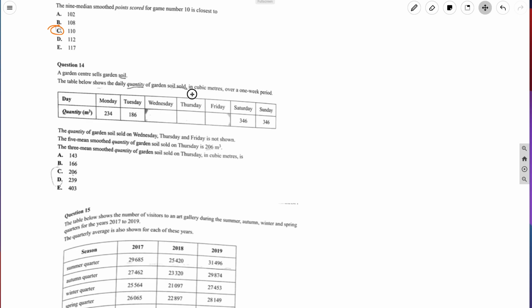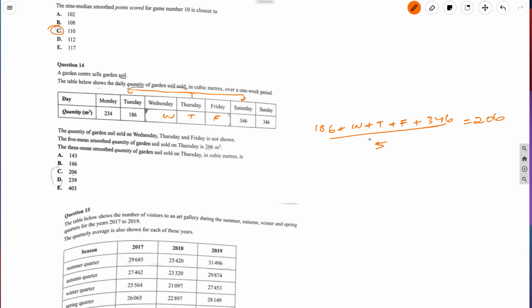So 5 mean for Thursday would mean that we would go 2 either side to here and here. So we'll call this X, Y, Z, or actually, what about we just do W, T, and F? I wonder if that was from VCAA maybe. It's a bit of a joke. Let's see. So I'll do a bit of algebra here. So it basically means we were doing mean. So 186 plus W plus T plus F plus 346 over 5 would have given us the 206 centered onto Thursday.